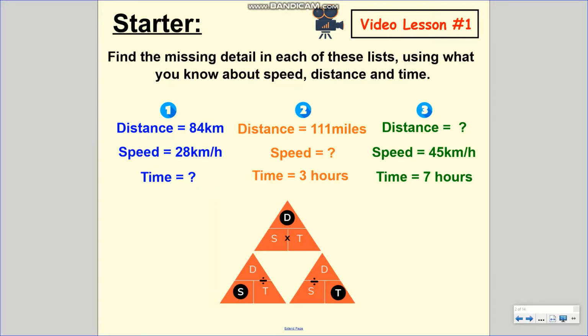So let's start today's lesson off with a starter. We're going to look at these 3 questions here. In each, you're given a distance and a speed, or a distance and a time, or a speed and a time. And you have to figure out the third of the 3 variables. Have a little look at the distance, speed, time triangle at the bottom of the screen, and then see if you can complete the 3 calculations to figure out what goes in the place of the question mark in each one.